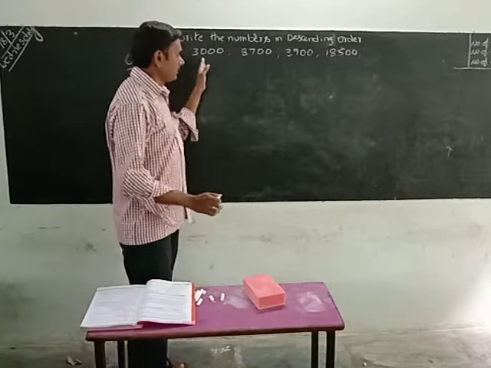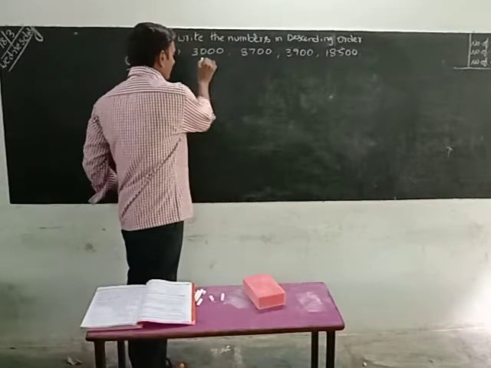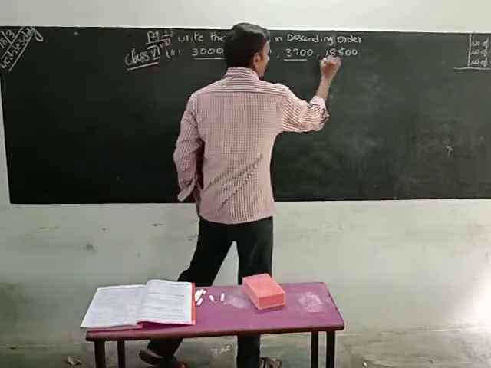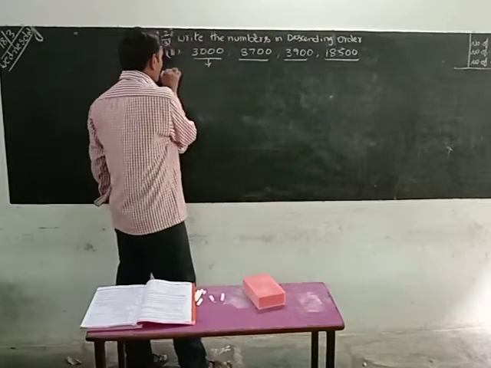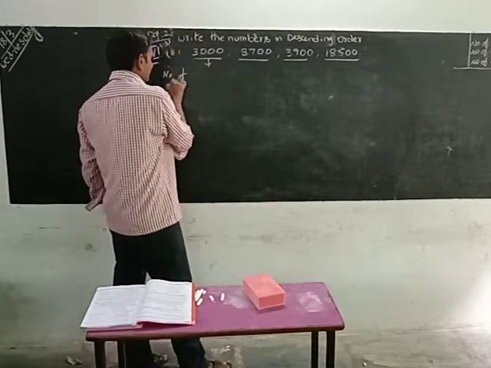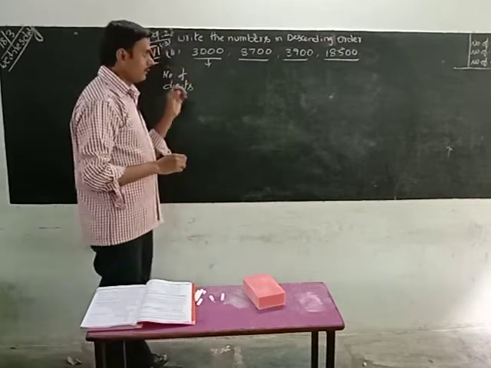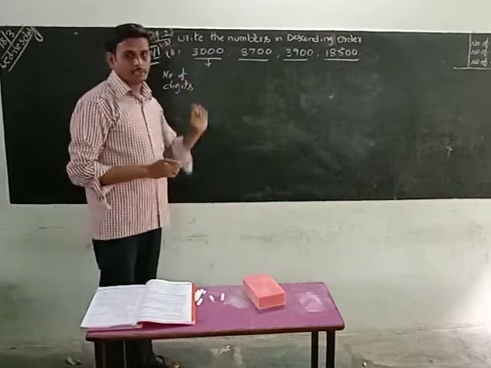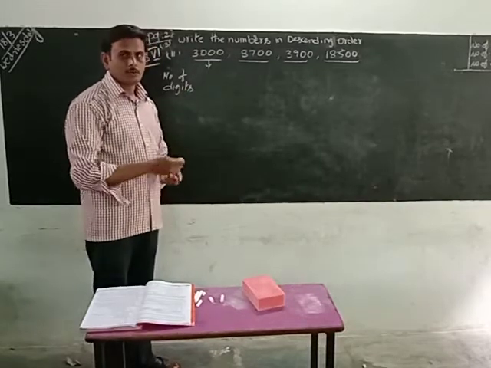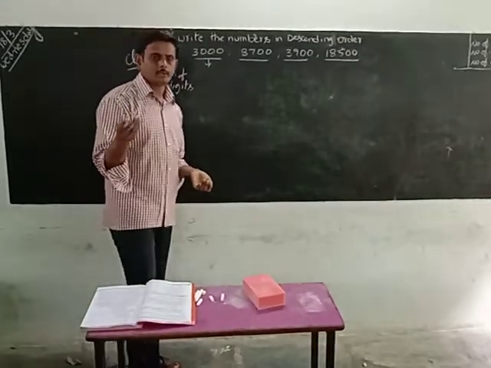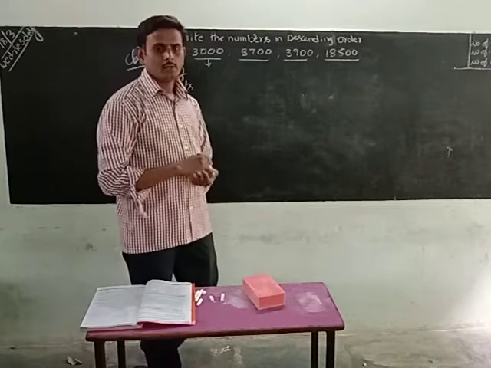What are the given numbers? These four numbers. In these four numbers, we have to identify the number of digits. How many digits are there? Don't think that 0 is not to be counted. If 0 is given to you, that is also one of the math symbols only. That one also we have to count.